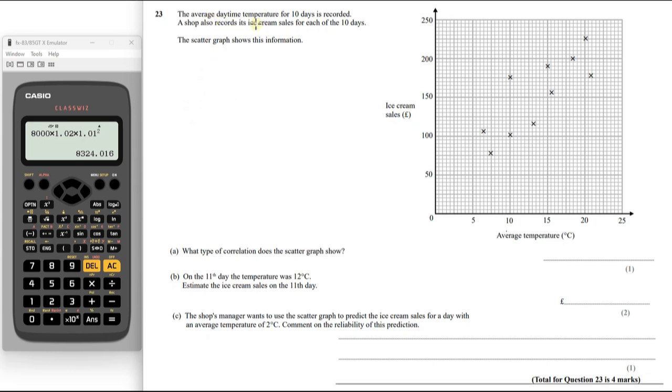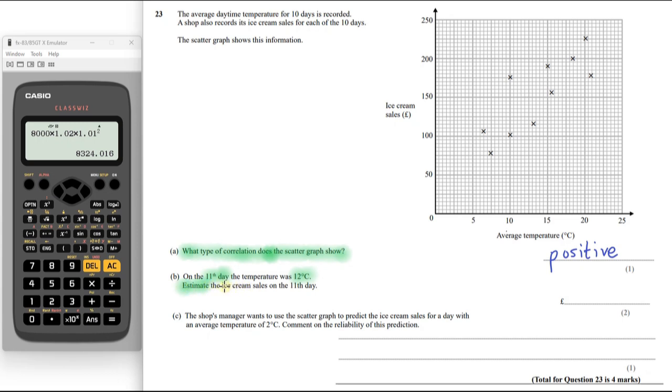Question 23. The average daily temperature for 10 days is recorded. A shop also records its ice cream sales for each of the 10 days. The scatter graph shows this information here. Part A, what type of correlation does the scatter graph show? So there's three types of correlation. You can have a positive correlation, you could have a negative correlation, or you could just have no correlation whatsoever. But looking at the lines, you can see that it's going in a positive direction. So this would be a positive correlation.